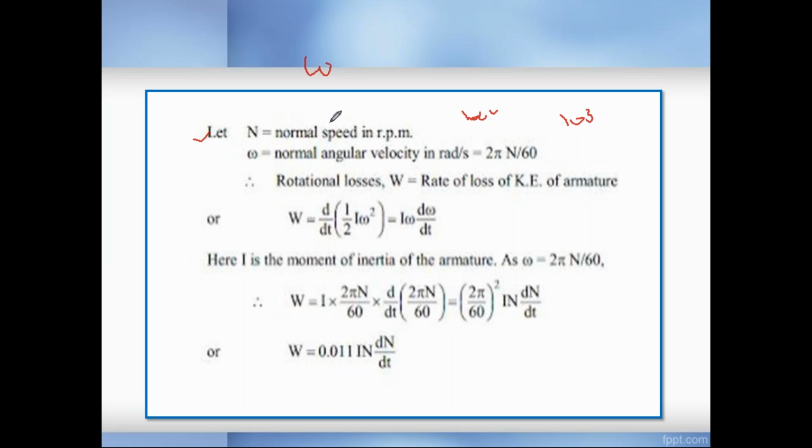What is the difference between angular velocity and angular frequency? Both are denoted by omega, right? So how can we differentiate angular velocity and angular frequency? I can write 2 pi f and 2 pi N. Of these, which one is angular velocity and which one is angular frequency?